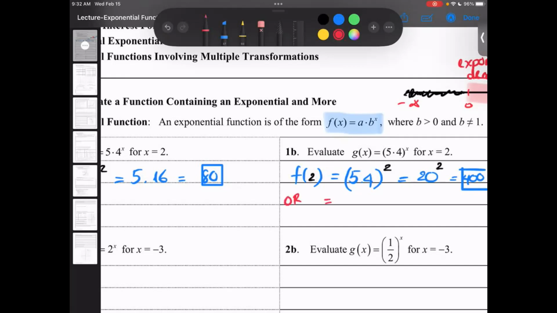Or you can do it like this. You can distribute the square. Remember the rule: if I have a times b to the n, I can distribute it as a to the n times b to the n. 5 squared is 25 times 16, which is also 400. Either way works, as long as you use the correct rule.